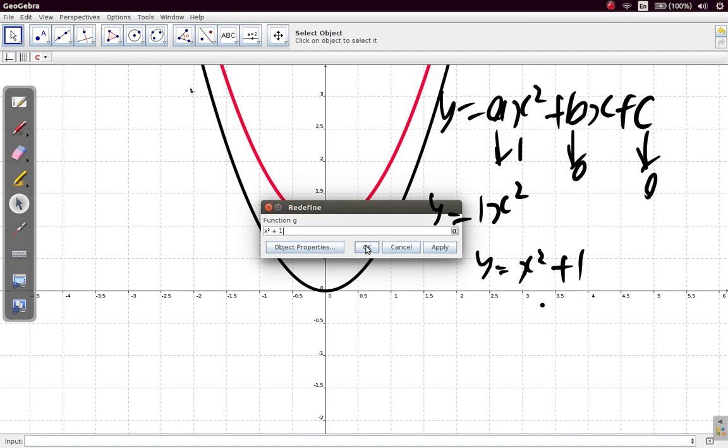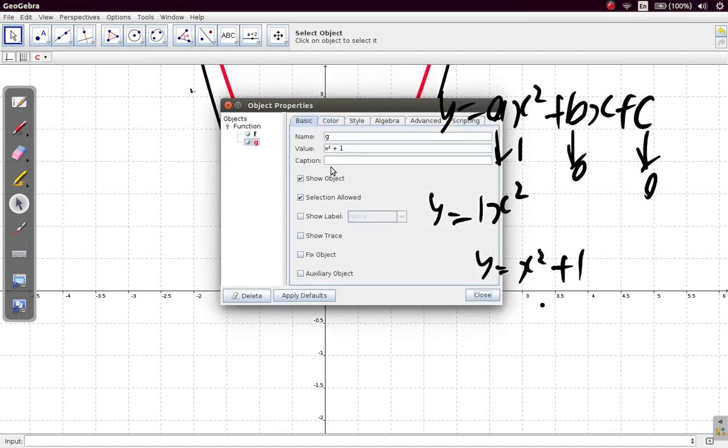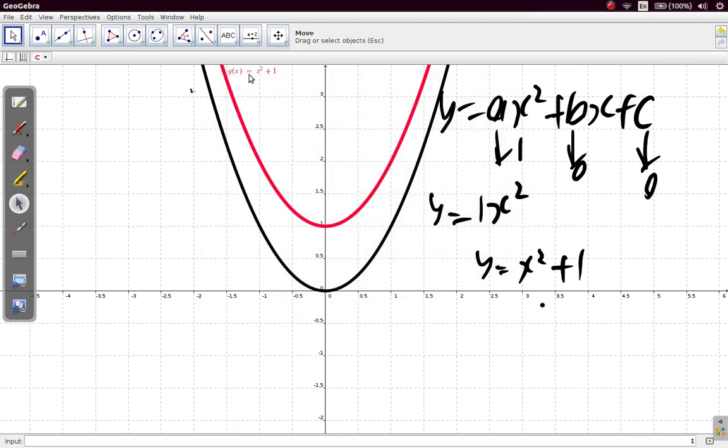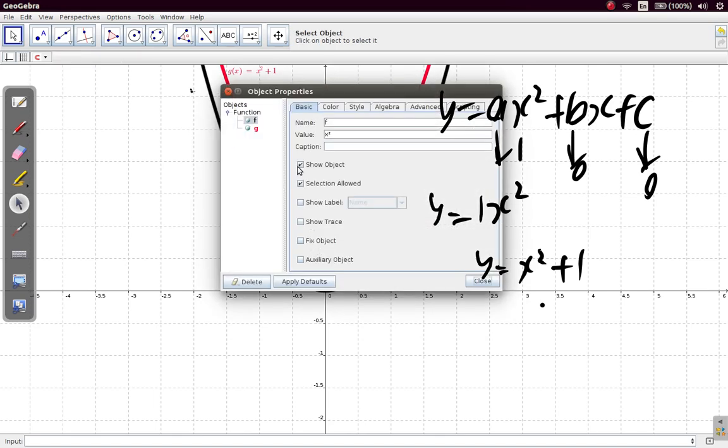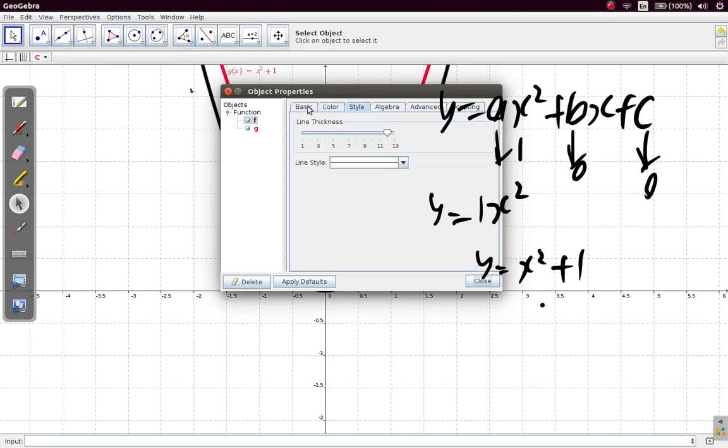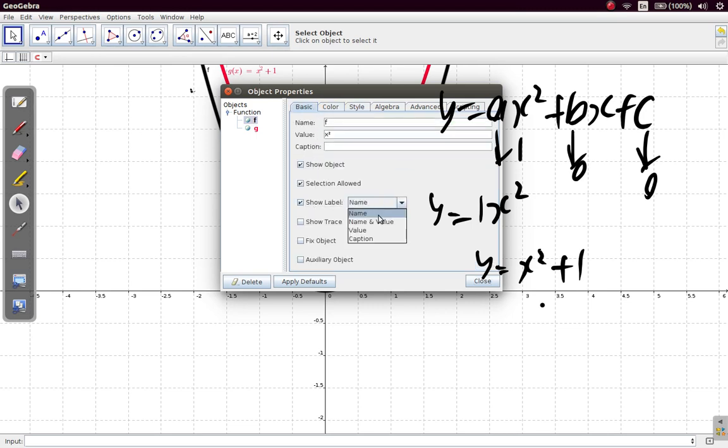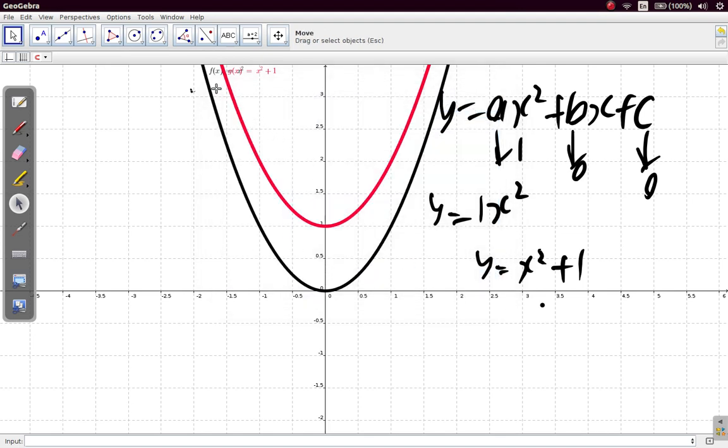In fact, I want to see the equation of the curve near to it. Alright, it says g of x is equal to x squared plus 1. And for this, I also want to see y equals x squared. So the function here is saying f of x is equal to x squared, and it's in black. Here g of x is equal to x squared plus 1 is in red.